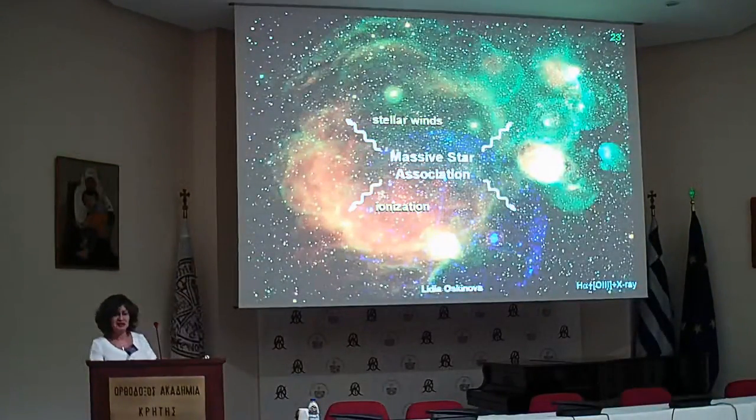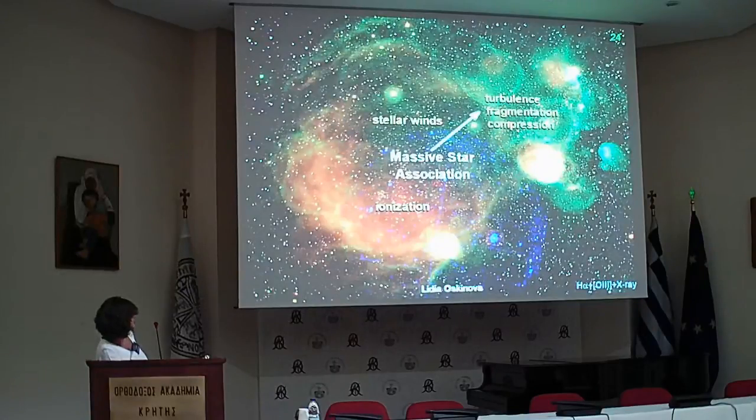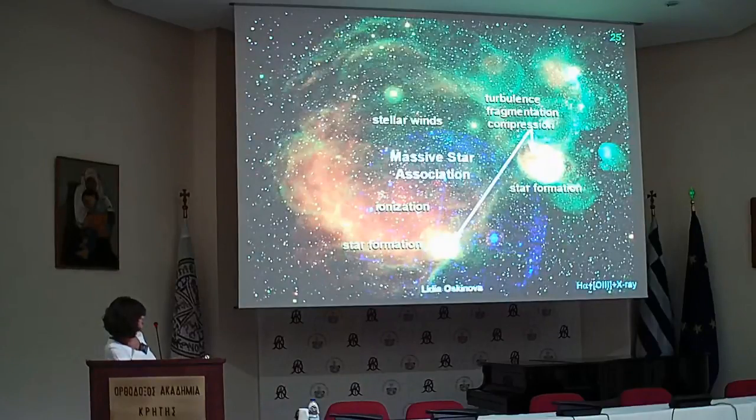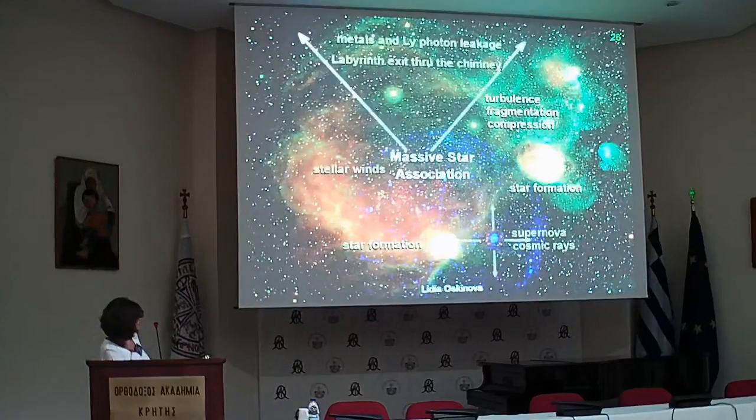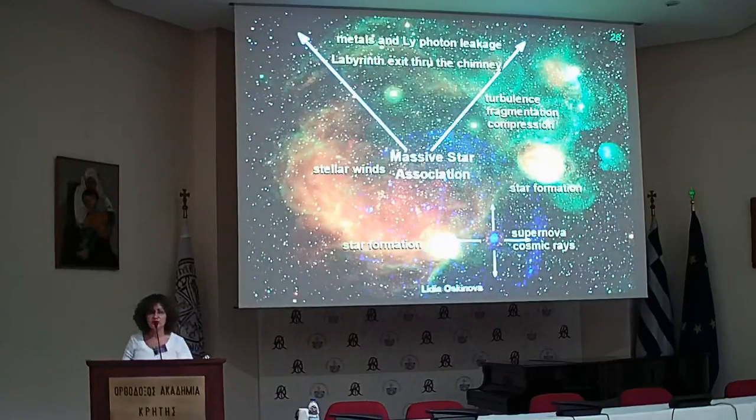So the picture which we stellar people have in mind is the following. We have an OB association which produces ionization, which was talked about a lot, but it also produces powerful stellar winds. The stellar winds induce turbulence, fragmentation, compression, which you also heard about today, which leads to the renewal of star formation. These are star forming clumps in the SMC. So star formation is extended and lasts many million years. And of course, supernovae are associated with it. Supernovae also produce cosmic rays, also not mentioned here today. And all together, all these processes open the exit from the labyrinth through which ionizing radiation could hopefully escape. Thank you.